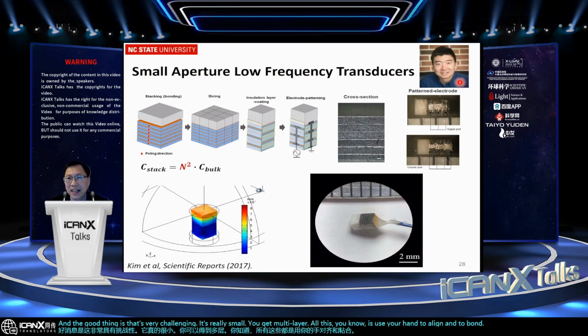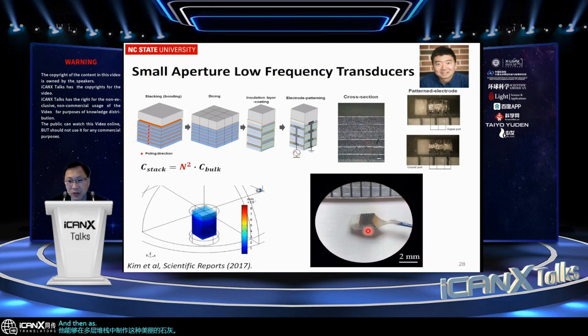But the good thing is Dr. Jiang came at that point. He was our star graduate student. He was able to make this beautiful alignment, multi-layer stack. And then as you see, the photograph picture of these small transducers. Dr. Kim right now is also a professor at Kumoh National University, right, in Korea.